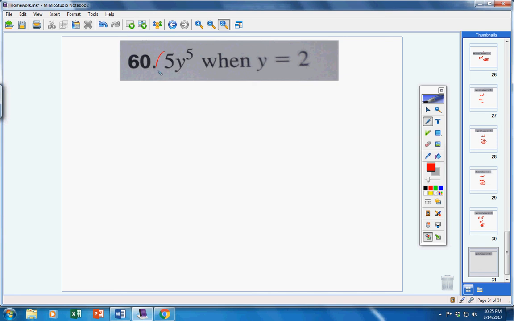And lastly, number 60. 5y to the fifth. Notice there is no parentheses here, so we simply just write my 5. Then a parentheses for my y. And then a 5 on the outside, and where the y is, I'm going to substitute 2. Do not take 5 times 2, it's 5 times 32. Because 2 to the fifth power is 32. Alright? And then we take 5 times 32, which is 160. Alright? And that's it, students.